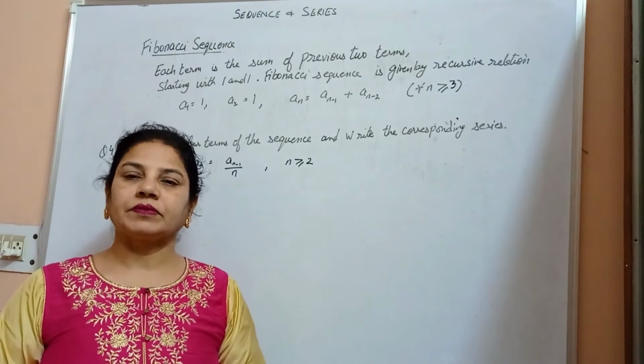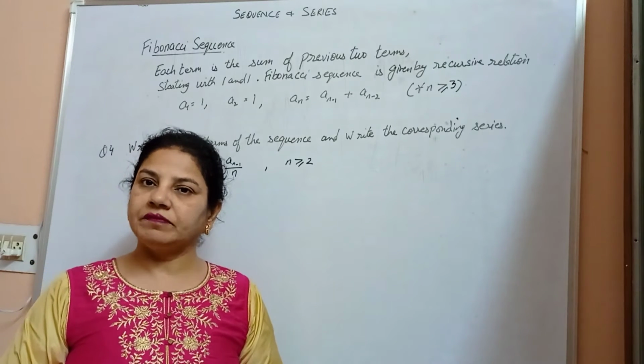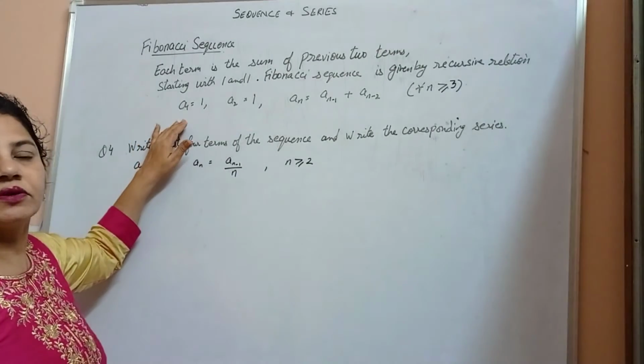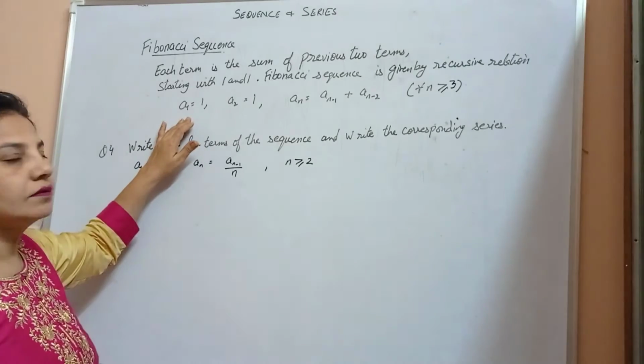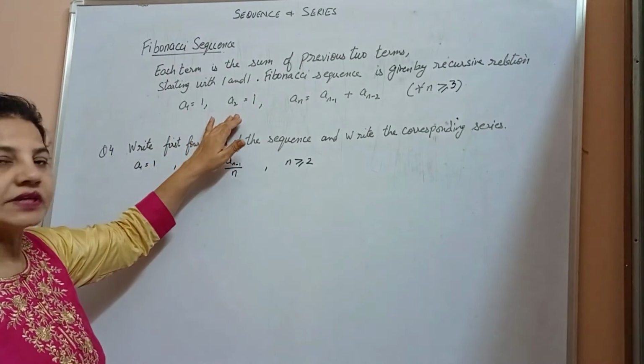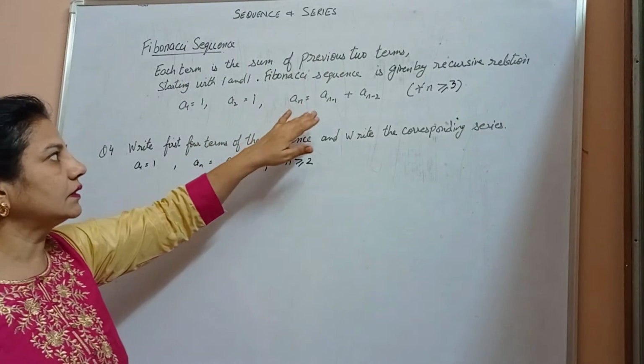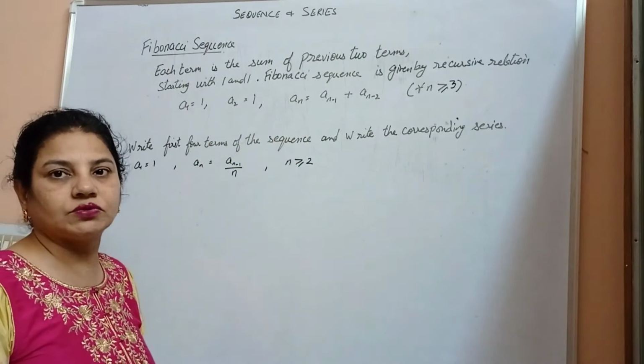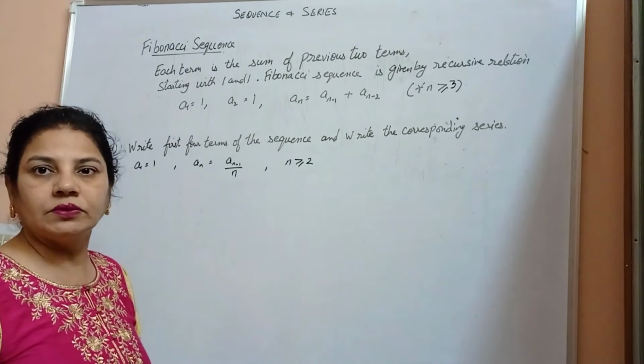Fibonacci sequence. Each term is the sum of the previous two terms, starting with 1 and 1. The Fibonacci sequence is given by a recursive relation. a1, the first term, is 1. a2, the second term, is also 1. And the nth term is given as an is equal to an minus 1 plus an minus 2 for all n greater than or equal to 3.